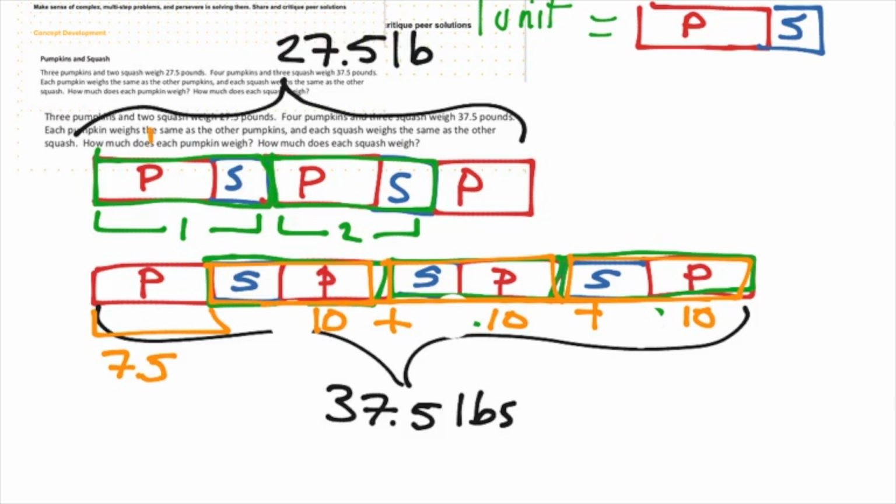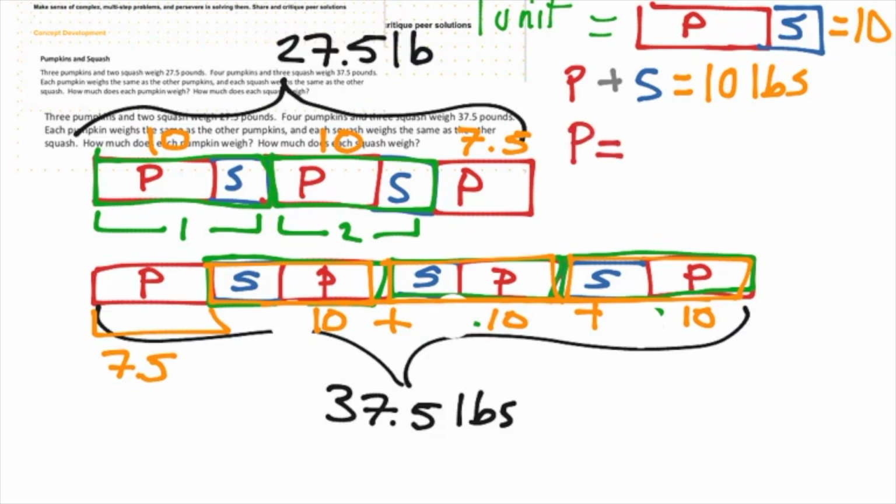And let's think about that again. If I'm saying pumpkin and squash together is 10 pounds and 10 pounds, and then I have a remainder, well, 10 plus 10 is 20, so 7.5 pounds. Okay, so 1 unit is 10 pounds. So I know that a pumpkin plus a squash equals 10 pounds. Well, now I need to figure out what my pumpkin is and what my squash is. Well, we just did that math, and for the top and the bottom, when the pumpkin was alone, the pumpkin was 7.5 pounds. All right, and now, how much does each pumpkin weigh? That answers that question, but now I need to know how much does each squash weigh.